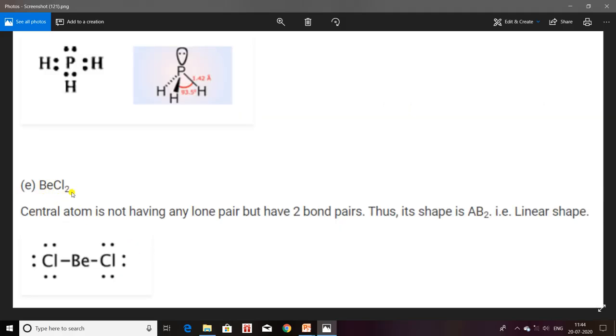Now next is BeCl2. So use the formula 1 by 2 into valence electrons of beryllium, 2, plus 2 atoms attached to beryllium with single bond. So 1 by 2, 2 plus 2, which is equal to 2. That means only 2 electron pairs are present and 2 chlorine atoms are attached to beryllium. That means its shape is linear.